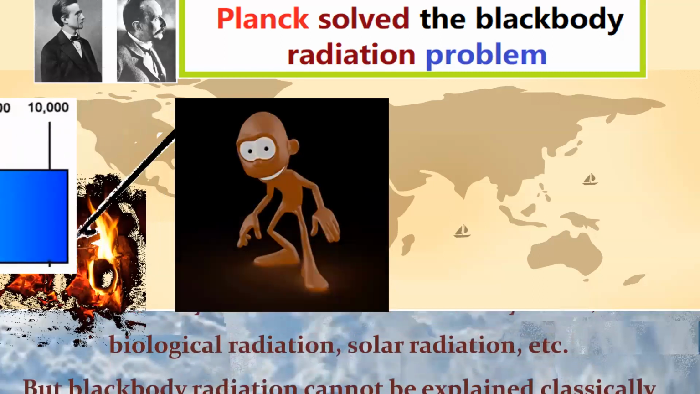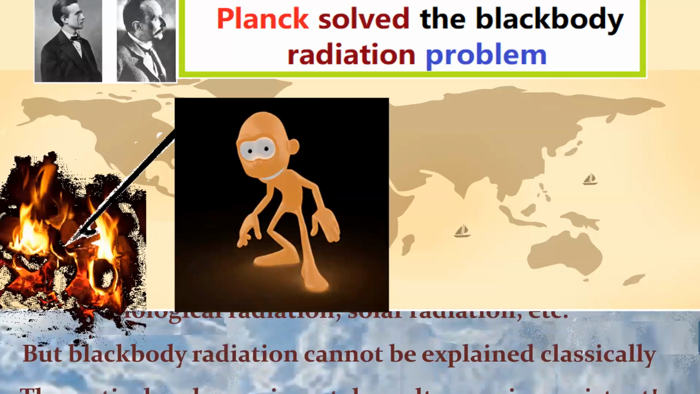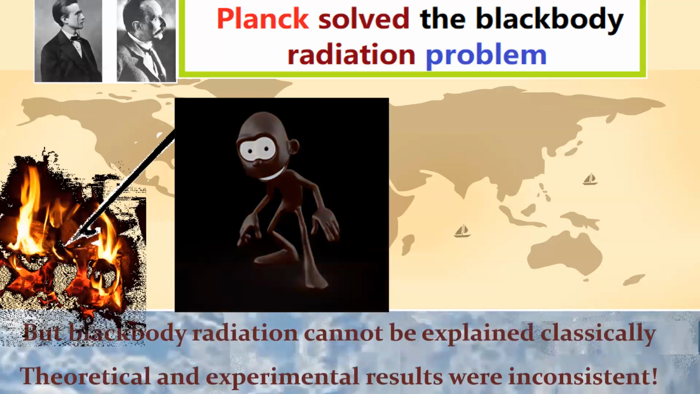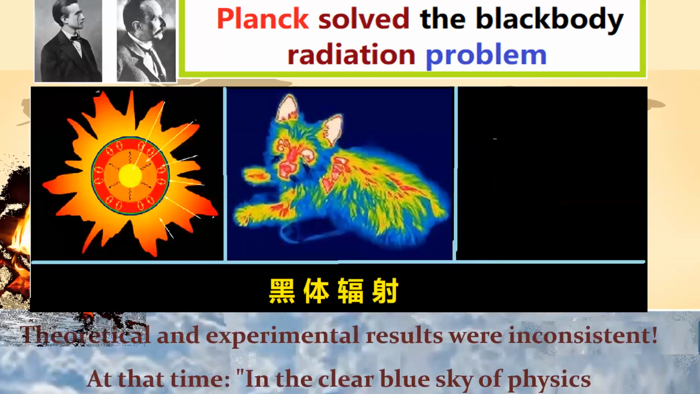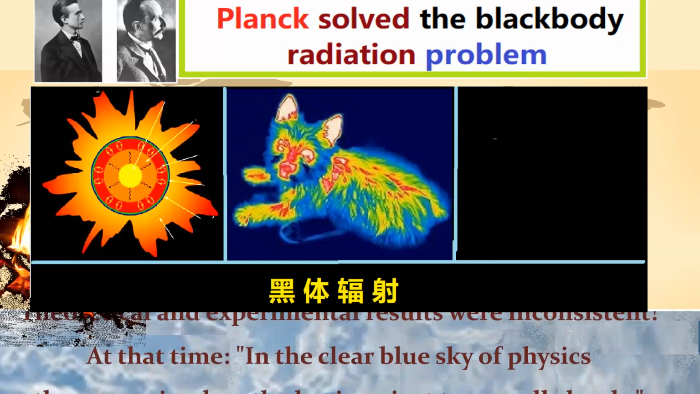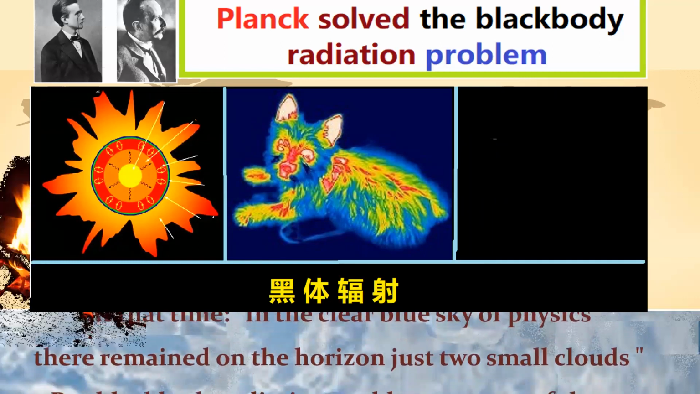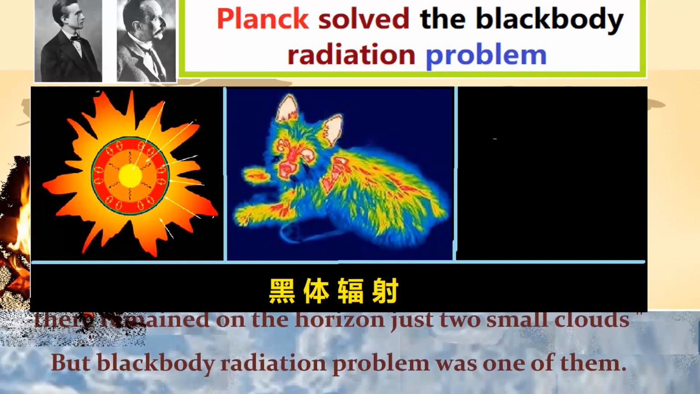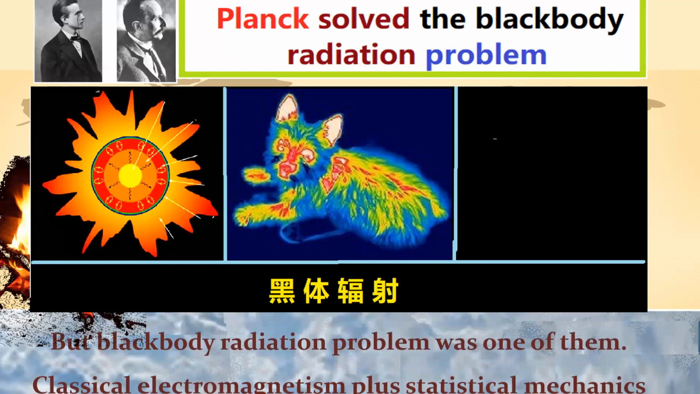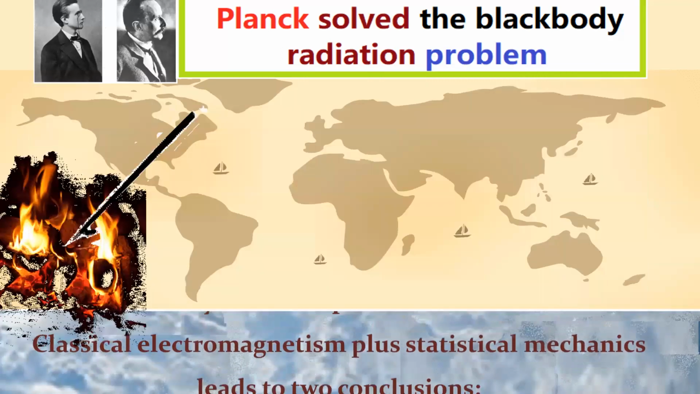But black body radiation cannot be explained classically. Theoretical and experimental results were inconsistent. Scientists had difficulties in calculating black body radiation using classical theory. Why? In the clear blue sky of physics, there remained on the horizon just two small clouds. The black body radiation problem puzzles physicists.